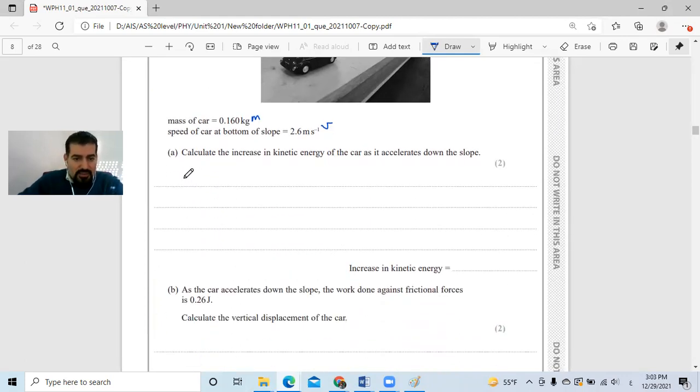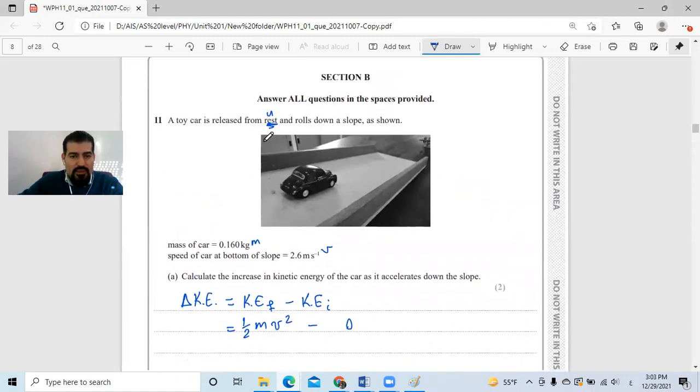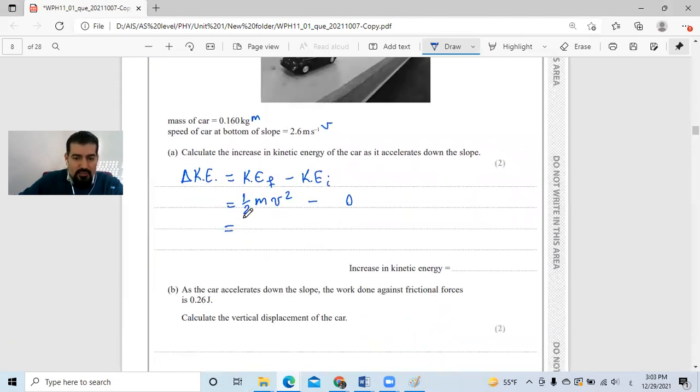Now we know that the change or the increase of the kinetic energy equals the kinetic energy final minus the kinetic energy initial, and the kinetic energy initial is 0. The kinetic energy final is half mv squared. Why 0? Because it was at rest. So it will equal half multiplied by 0.16, the mass, multiplied by 2.6 squared.